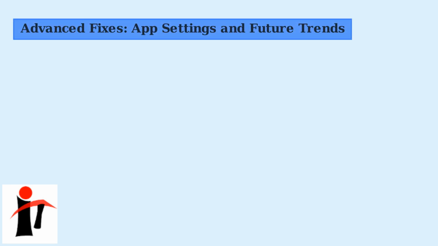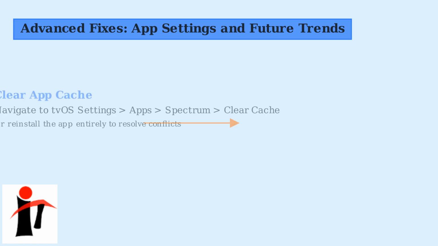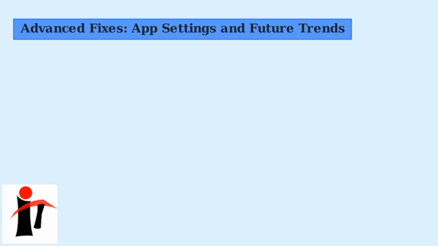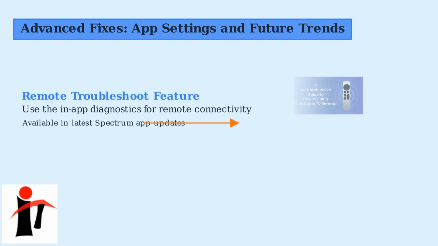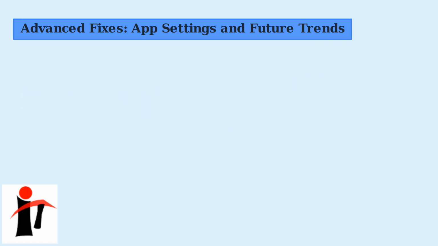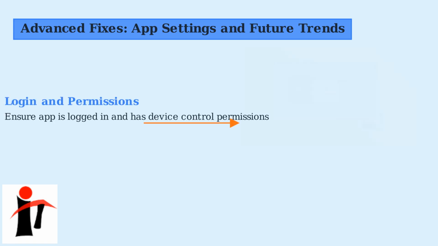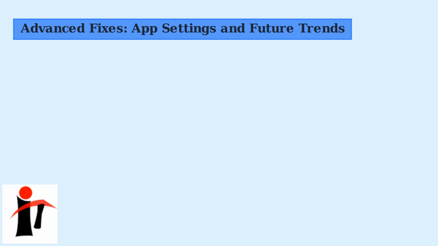If basic troubleshooting doesn't solve the problem, delve into the Spectrum app settings and consider future trends. Clear the app cache via tvOS settings, Apps, Spectrum, Clear Cache, or reinstall the app entirely. This can resolve conflicts caused by corrupted data. Spectrum has also introduced a remote troubleshoot feature in its latest app updates, allowing in-app diagnostics for remote connectivity. Ensure the app is logged in and has permissions for device control.